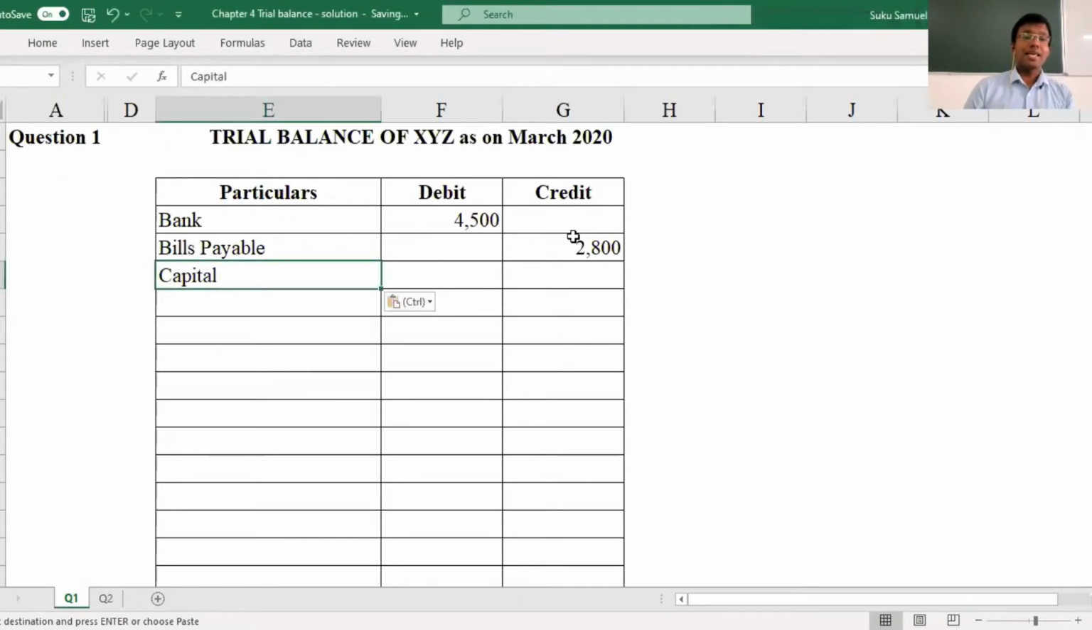The next item is capital. What is capital? Capital refers to the money that is brought in by the proprietor to start a business. At this point, some of you may have a feeling that capital is an asset, but unfortunately your assumption is wrong, and I'll tell you why. Capital is brought in by the proprietor.